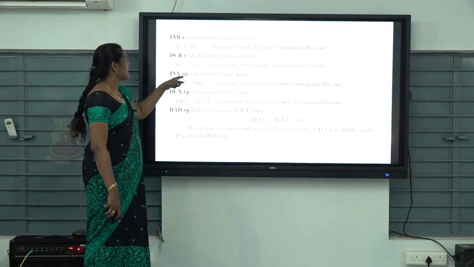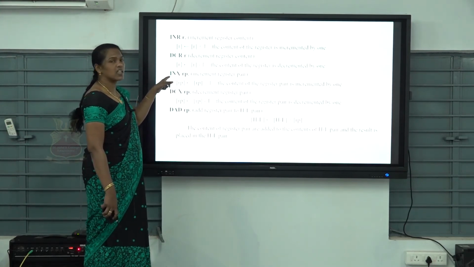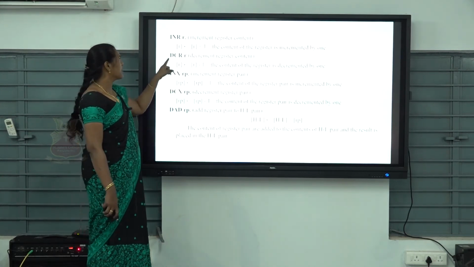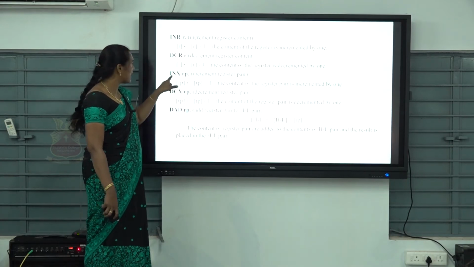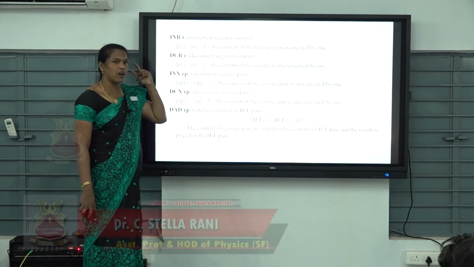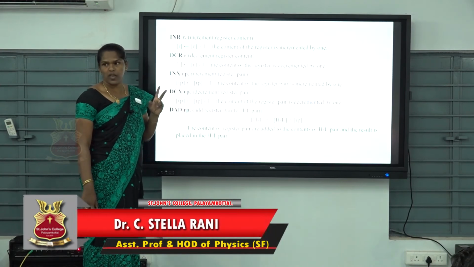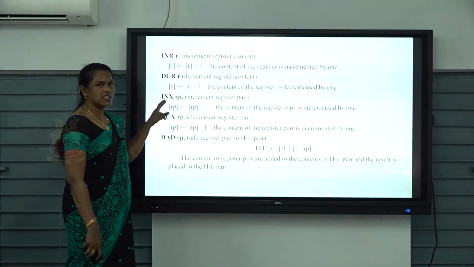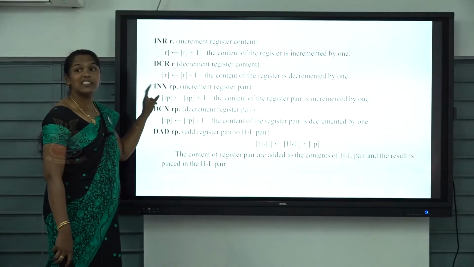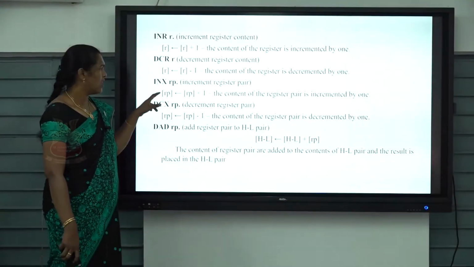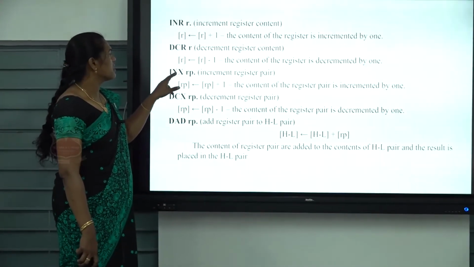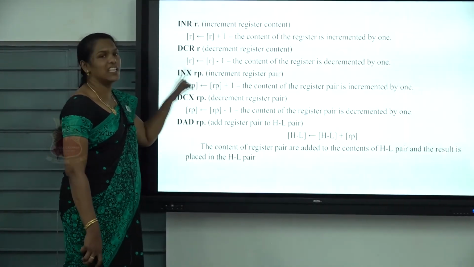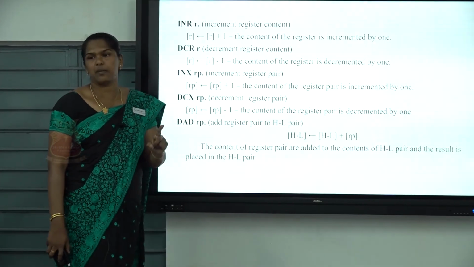Then INX RP. INX means increment the HL pair by 1. Here we have 8-bit registers, but whenever X comes we have to understand it is 16-bit. So INX means 16-bit, RP register pair. So INX B, INX D, INX H. The register pair is incremented by 1. Suppose we have INX H here, then the HL pair is incremented by 1.